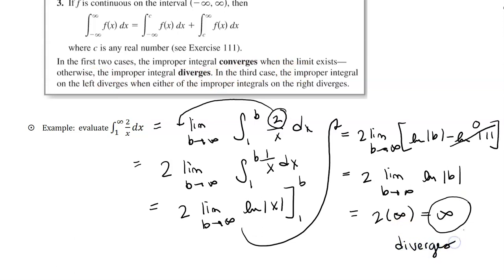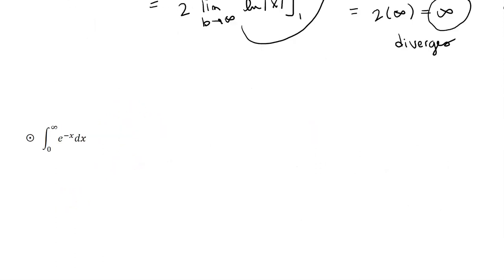You can't calculate the area under the curve of this function because it just keeps growing forever. Here's another example. We've got the integral from 0 to infinity of e to the negative x dx. So with this one, I'm going to again write the limit as b approaches infinity of the integral from 0 to b of e to the negative x dx.